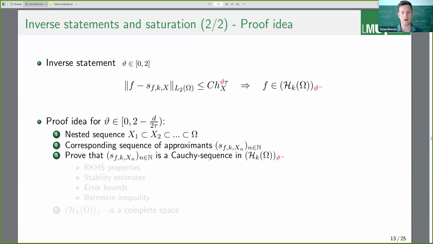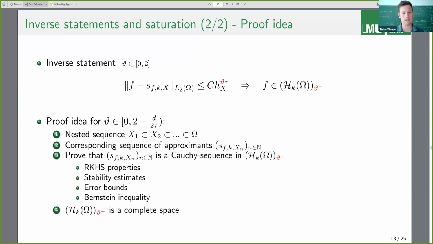And how do we prove such a Cauchy sequence property? It's based on reproducing kernel Hilbert space properties. It's based on stability estimates, on error bounds, and on Bernstein inequalities. And then finally, having established such a Cauchy sequence property, we observe that this space is also a complete space. And then having a Cauchy sequence in a complete space gives us a unique limiting element F, which then coincides with F, and therefore we have established this statement.